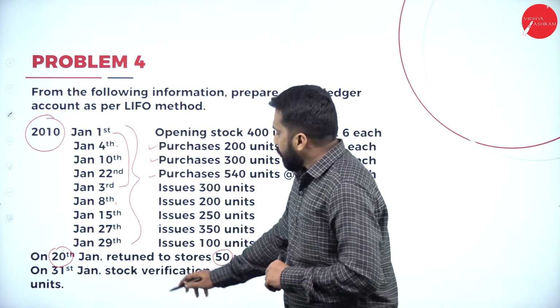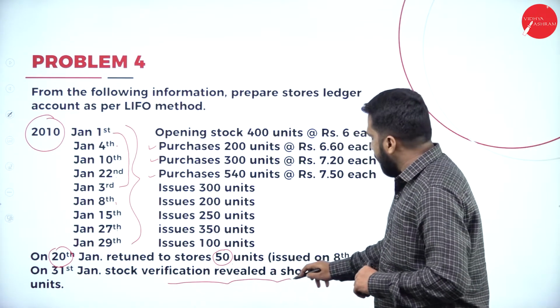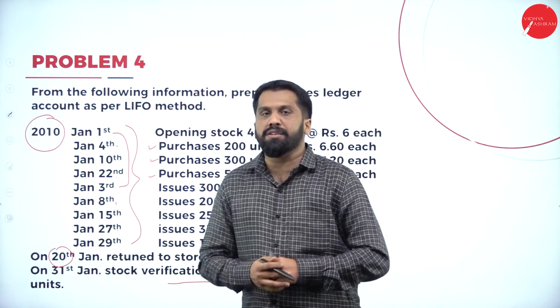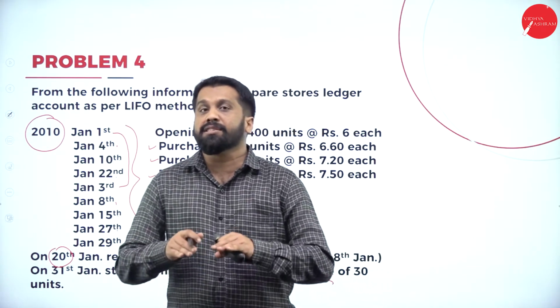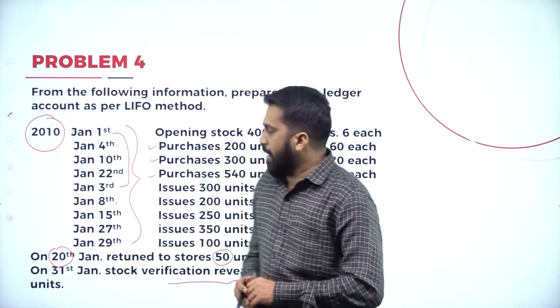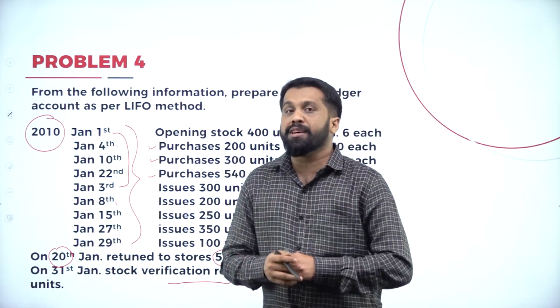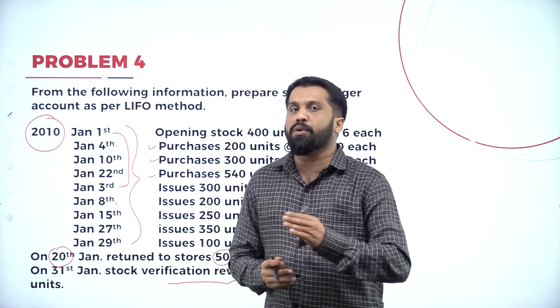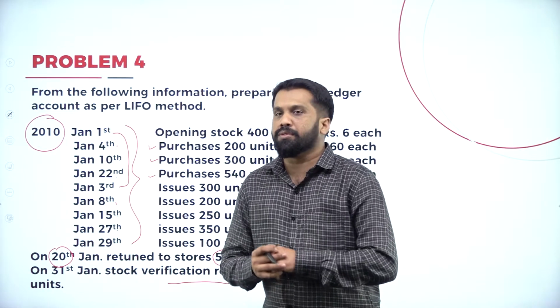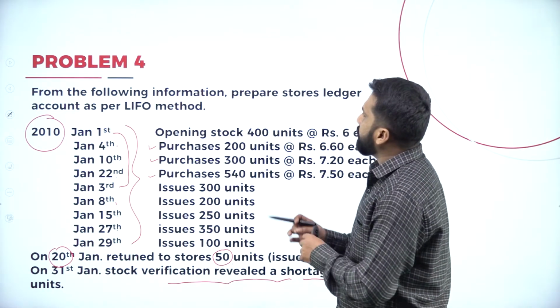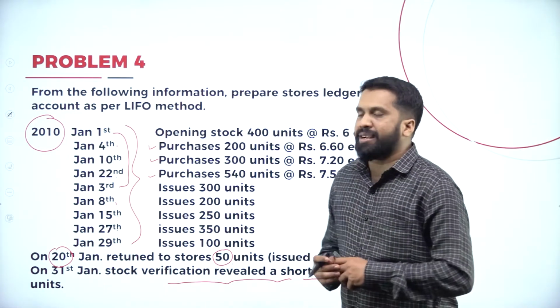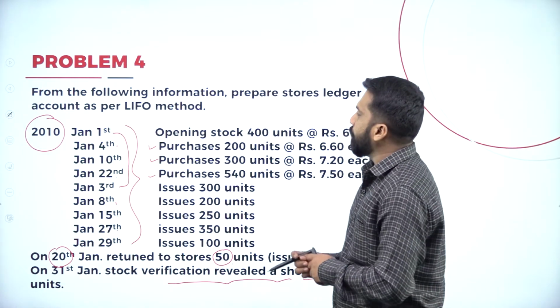Now, stock verification revealed a shortage of 30 units. Later, there is a shortage of 30. We have to do excess also, and we are supposed to do shortage. Both we are supposed to do. Now, as per this, we have to prepare the LIFO method. I'll go for that.